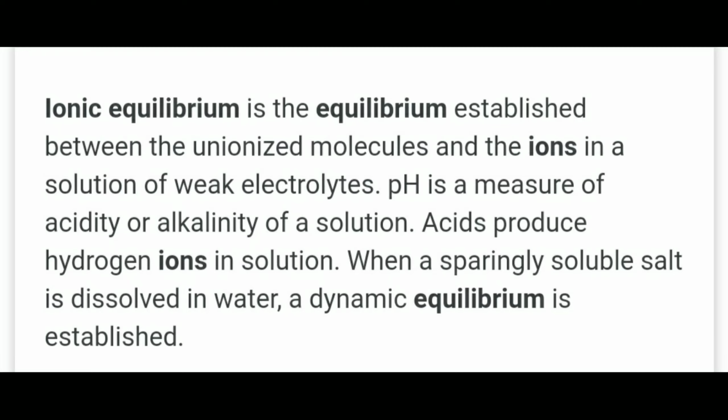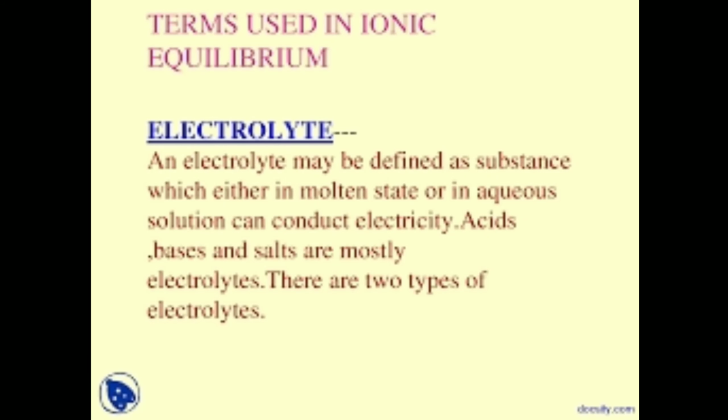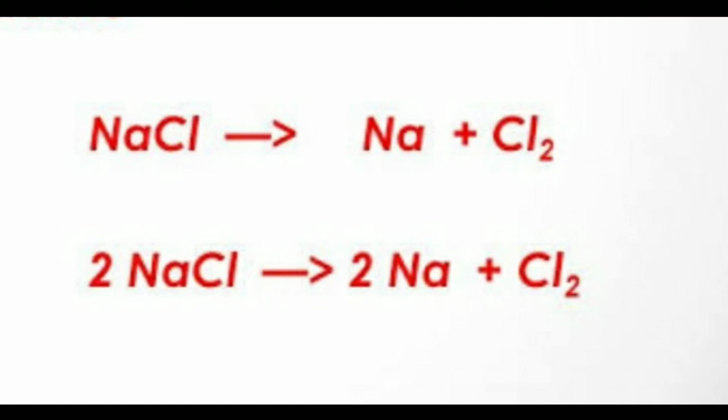pH is a measure of acidity or alkalinity of a solution. Next point is the electrolytes. Electrolytes are the substances which give rise to ions when dissolved in water, or that produce an electricity conducting solution when dissolved in a polar solvent such as water. In electrolyte, electro means chargeable and lyte means break. If we take an NaCl molecule and dissolve it in dilute solution, it gives Na plus and Cl minus ions in dissociated form.